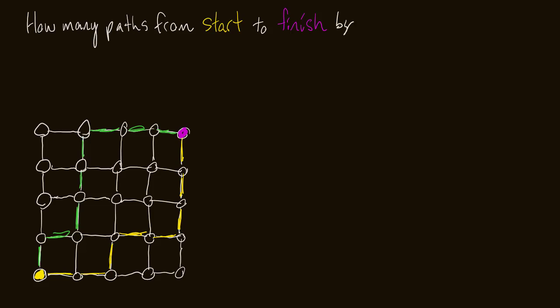By only going right or up, right? Otherwise, if we were backtracking, that doesn't make sense. We want to get there fast, right? So how many paths from start to finish by only going right or up? Those are the only moves we can make, and those are the only moves I was making, right?